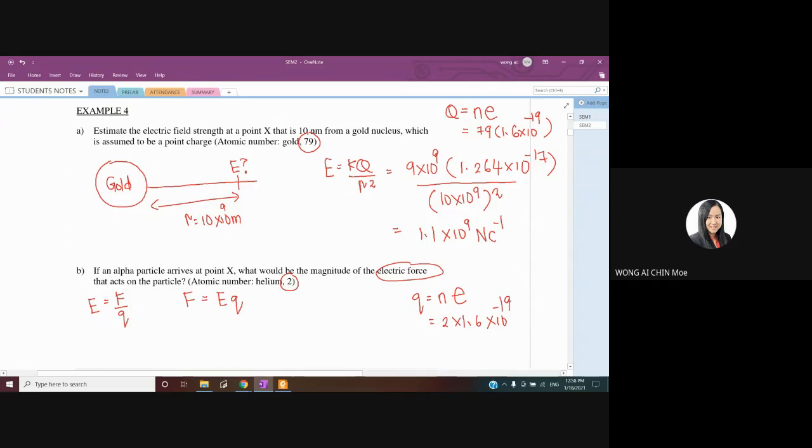So you substitute inside. E is the value that you got just now, 1.1 times 10 to the power of 9, and Q is the test charge. If let's say we put a test charge at that point, meaning your test charge is 2 times 1.6 times 10 to the power of negative 19, the force experienced by that test charge will be 3.5 times 10 to the power of negative 10 Newton.